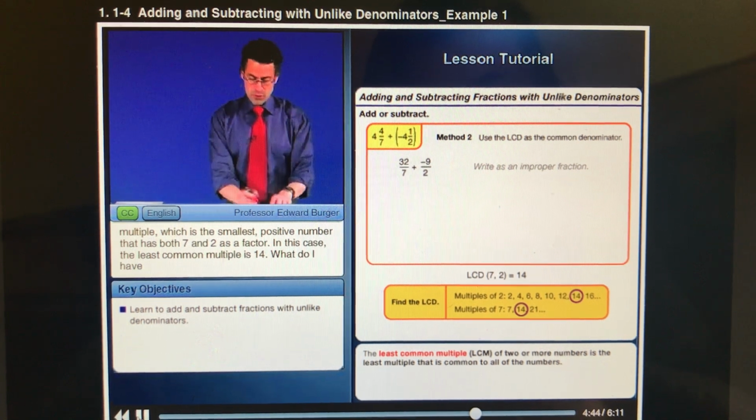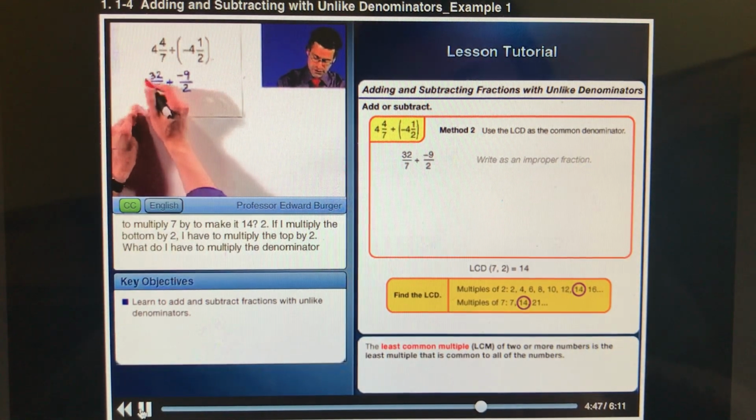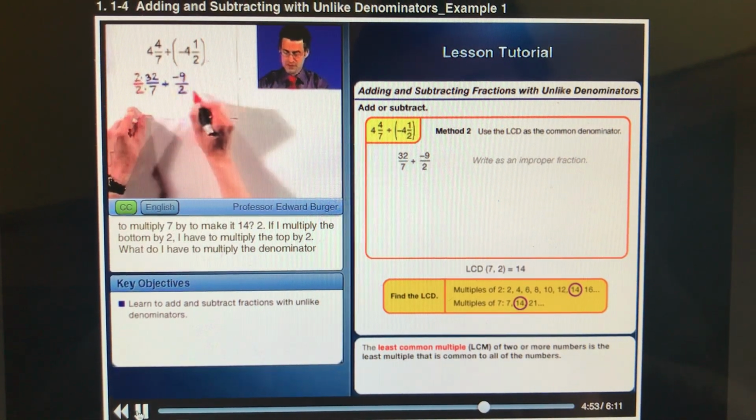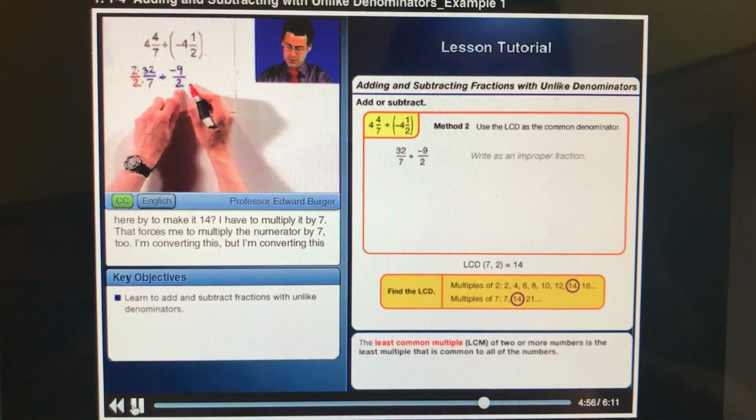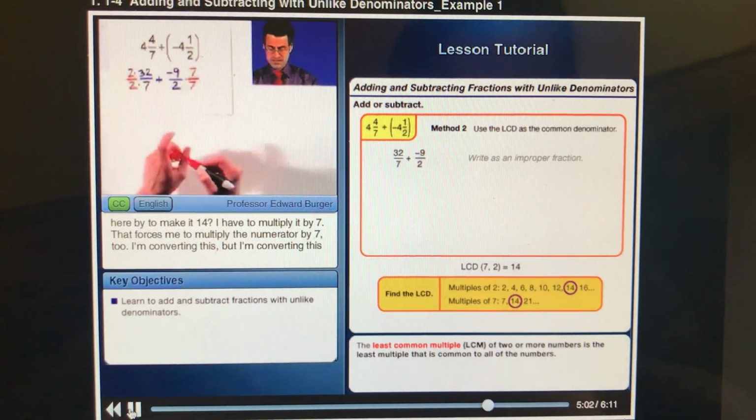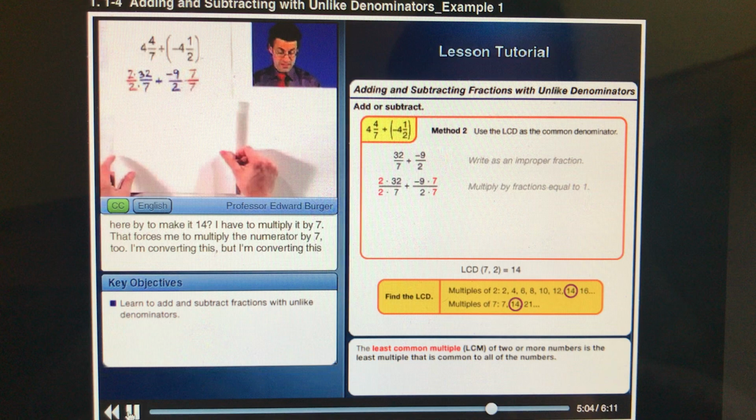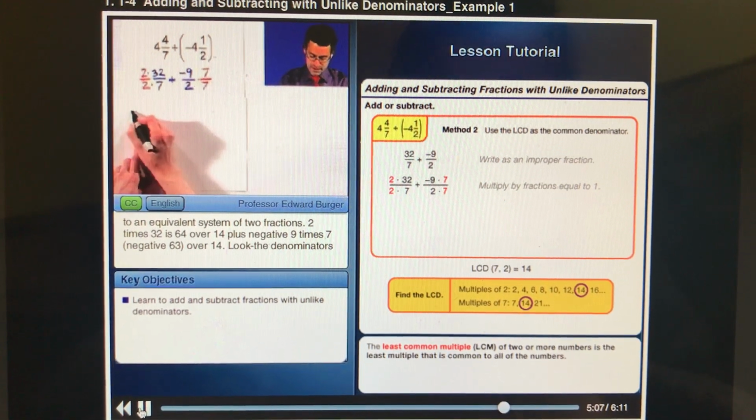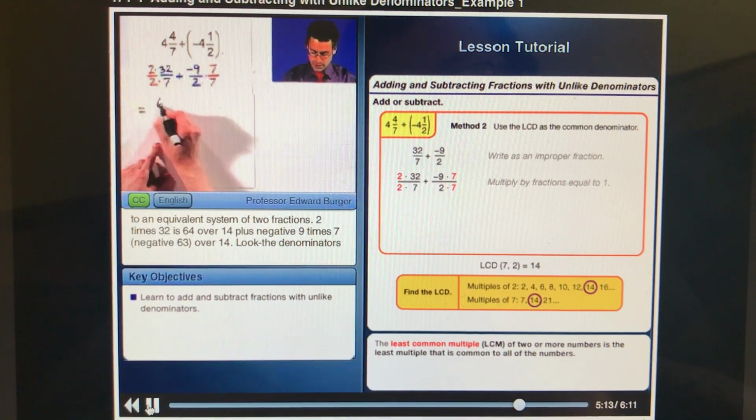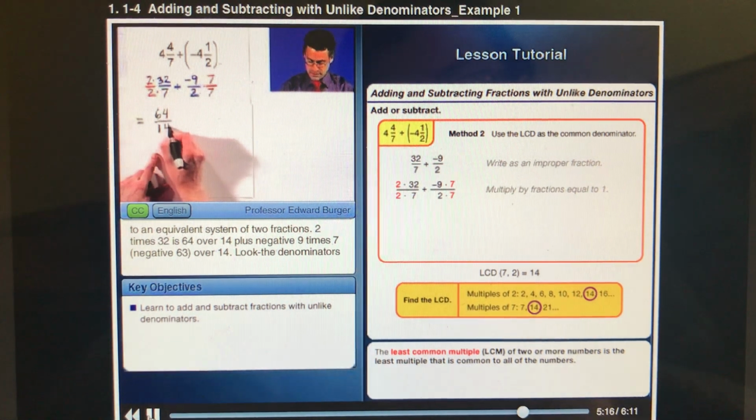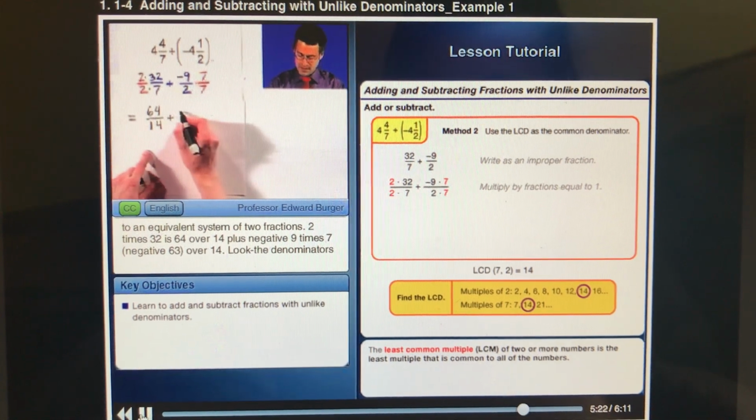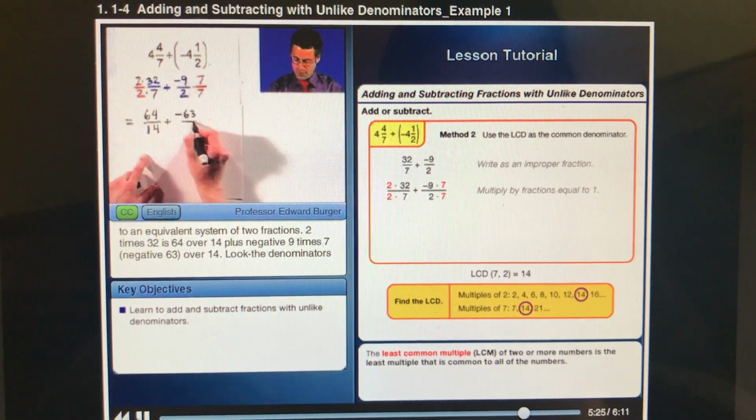So, what do I have to multiply 7 by to make it 14? Well, 2. But if I multiply the bottom by 2, I have to multiply the top by 2. What do I have to multiply the denominator here by to make it 14? I've got to multiply it by 7, and that forces me to multiply the numerator by 7. And so now I'm converting this to an equivalent system of two fractions. So 2 times 32 is 64 over 14, plus negative 9 times 7 is negative 63 over 14.